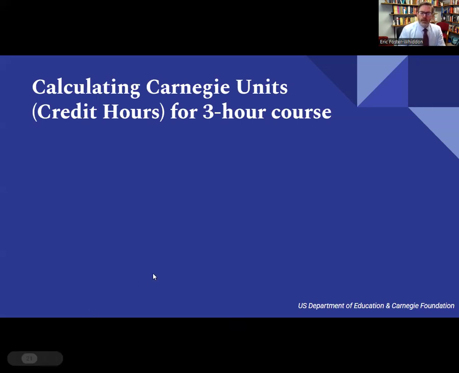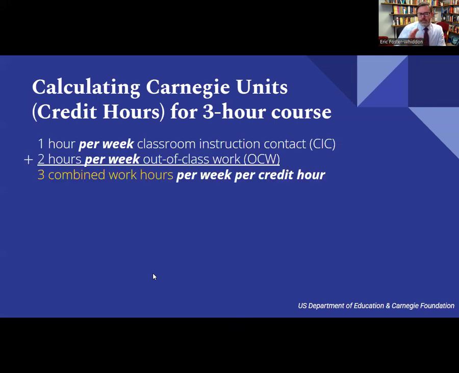So, to start with, the first formula we will look at is thinking about one credit hour, one college credit hour for a course. It is assumed that for one credit hour, a student will have 1 hour per week of classroom instruction contact. And then with that 1 hour of classroom instruction contact, let's say lecture, then you would have 2 hours of work outside of the classroom for a combined 3 work hours per week per credit hour.